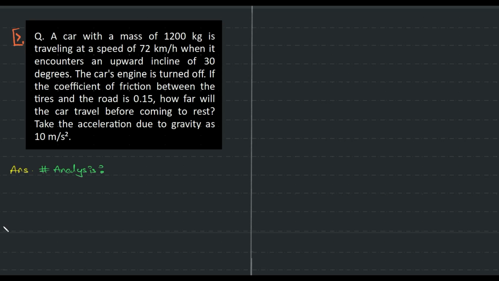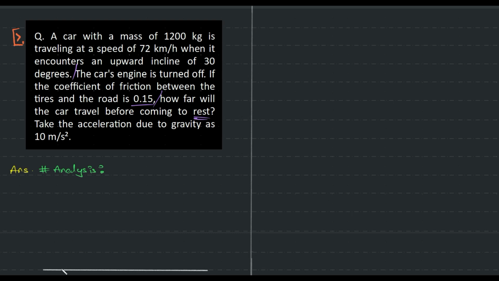A car of mass 1200 kg is traveling at a speed of 72 kilometers per hour. When it encounters an upward incline of 30°, the car's engine is turned off. If the coefficient of friction between the tire and the road is this value, so this is the coefficient of kinetic friction, how far will the car travel before it comes to rest? Take g as 10.